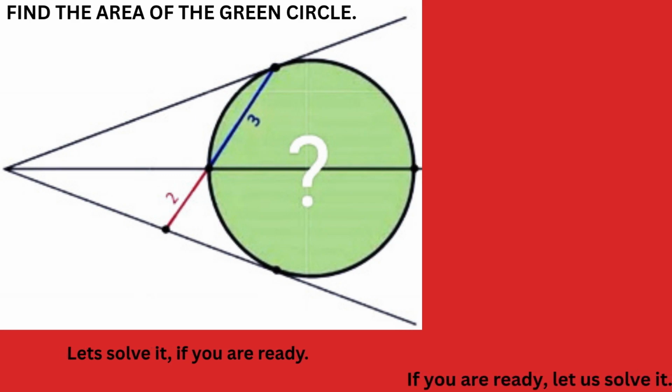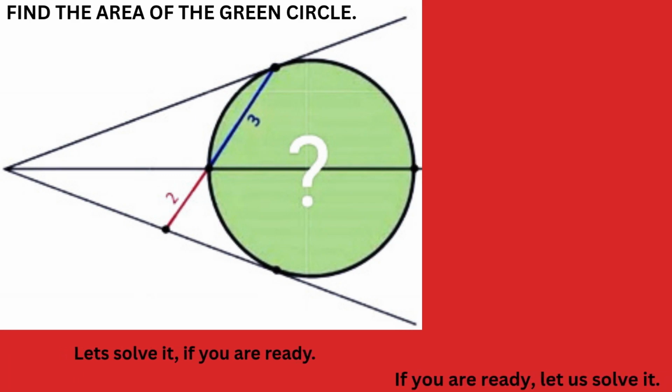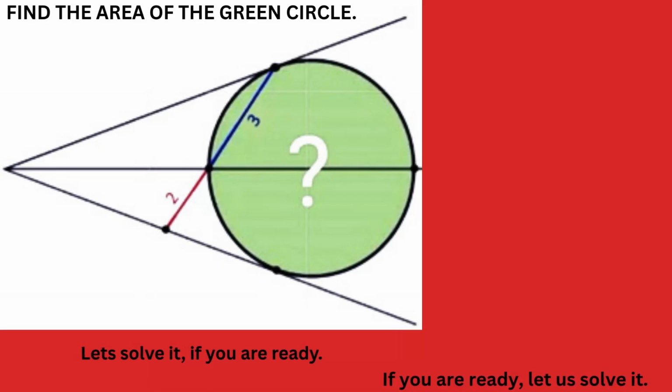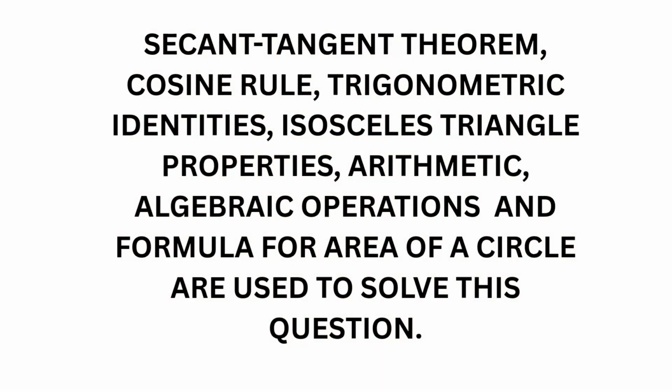Find the area of the green circle from the given figure. Secant-tangent theorem, cosine rule, trigonometric identities, isosceles triangle properties, arithmetic, algebraic operations, and formula for area of a circle are used to solve this question.